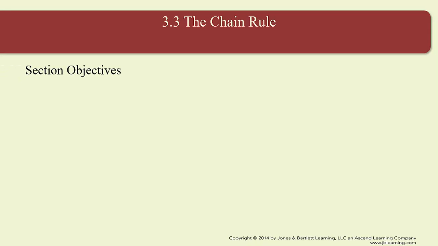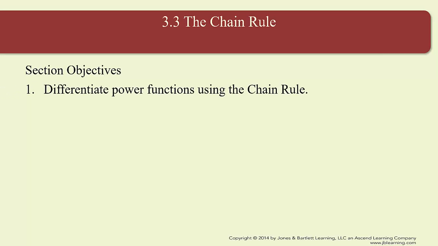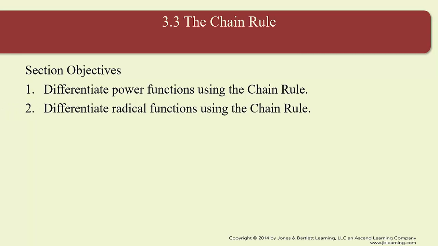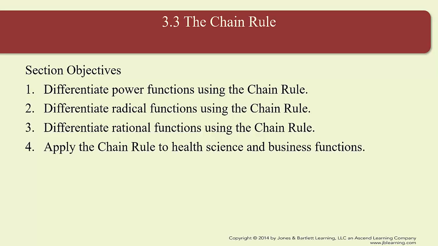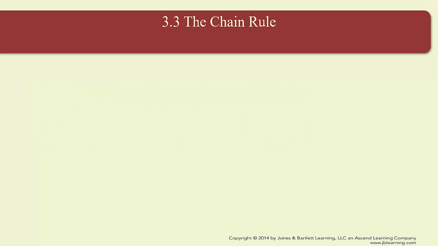So the objectives we'll look at in section 3.3: objective 1, we're going to look at differentiating power functions using the chain rule. Objective 2, differentiate radical functions using the chain rule. And objective 3, differentiate rational functions using the chain rule. And then the fourth objective, we'll just look at an application where the chain rule is utilized.